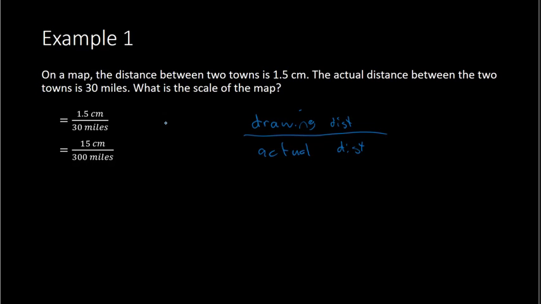And then 15 over 300 we can reduce. We can divide the top and bottom both by 15. When I do that on the top, I'm going to have 1, and then on the bottom, 300 divided by 15 would give me 20. So the scale would be 1 centimeter over 20 miles. And then the other way we can write ratios is with a colon. So we can write this as 1 centimeter colon 20 miles. So this is the ratio or the scale of the map.